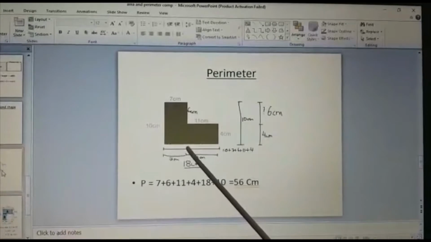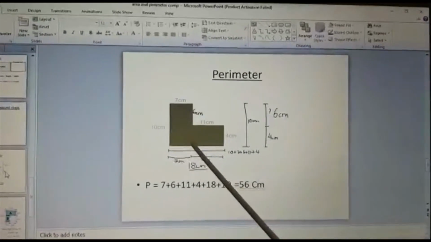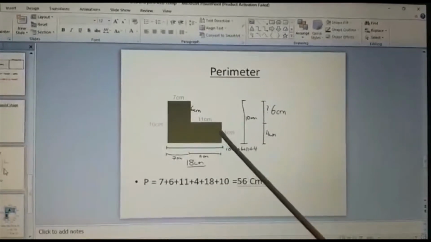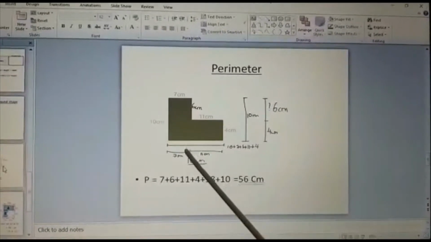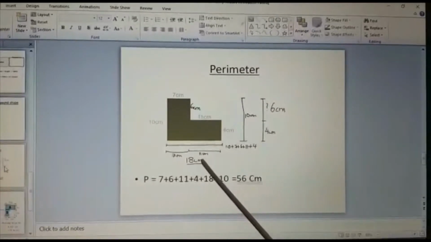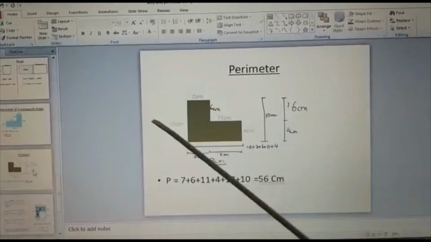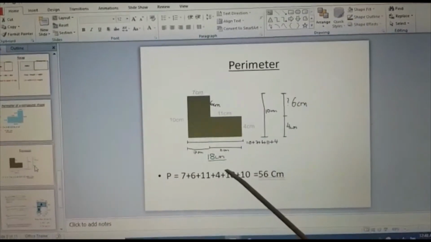So see, from here till here we are breaking it like this first. From here till here it is 7 centimeter, and from here till here how much is that? 11 centimeter. So what's the total? That is 7 plus 11. What is 7 plus 11? It is 18 centimeter, is it? So 7 plus 11 is 18 centimeter.